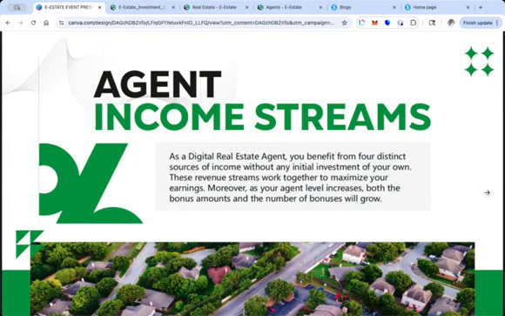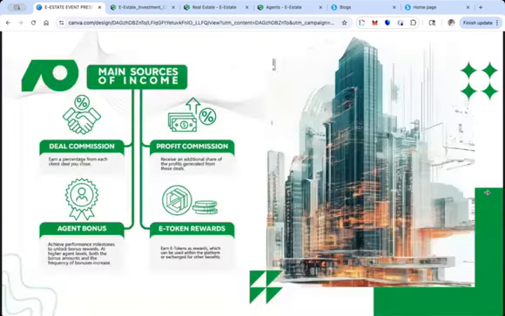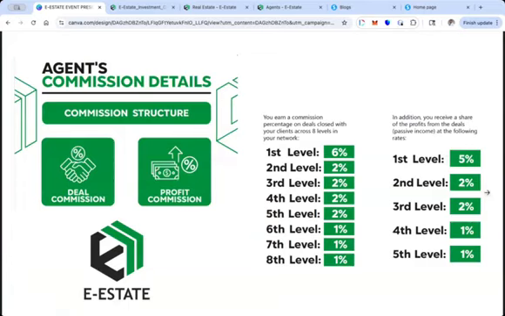But there's 4 different streams of income that you can earn from being a digital real estate agent. So we have deal commission, profit commission, agent bonuses, and e-token rewards. All right. Let me show you how this breaks down.